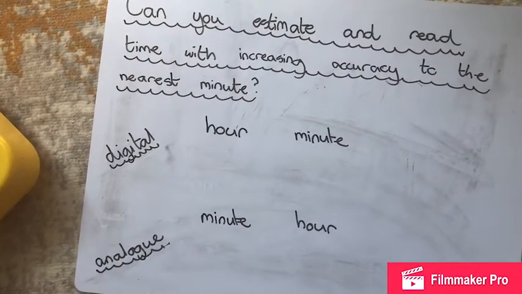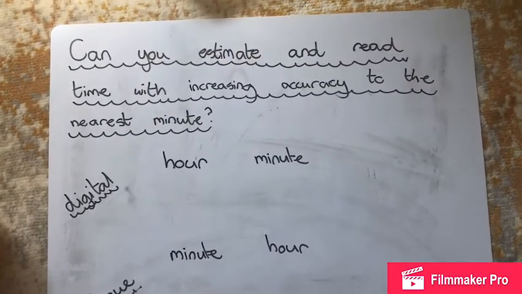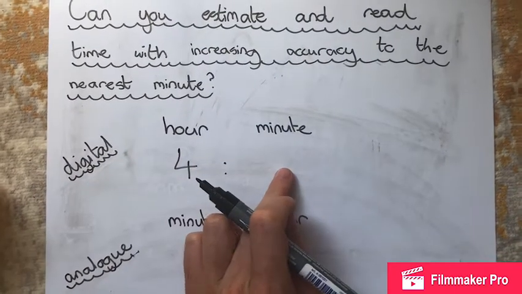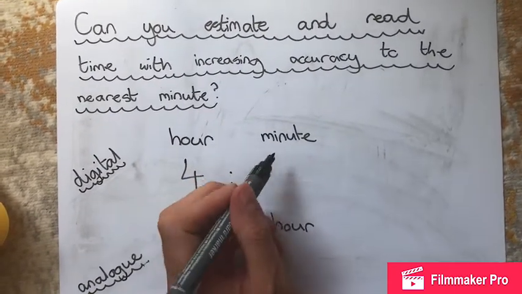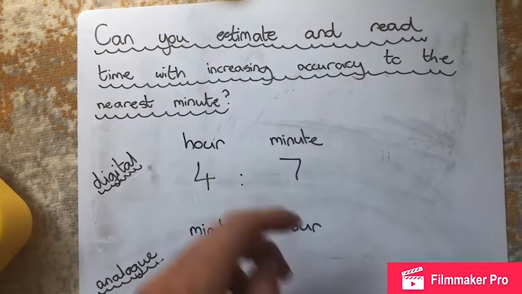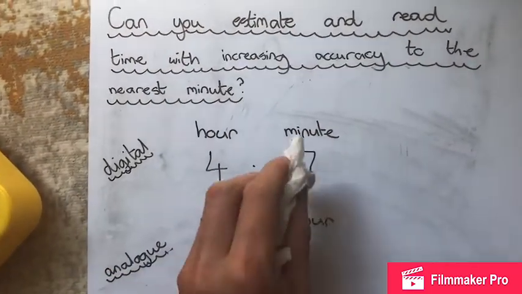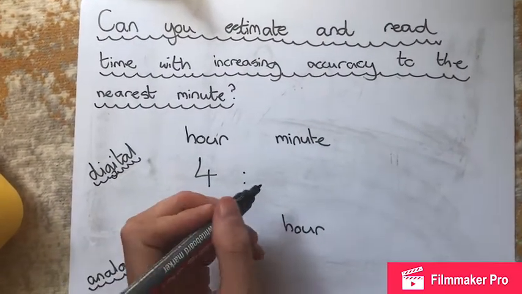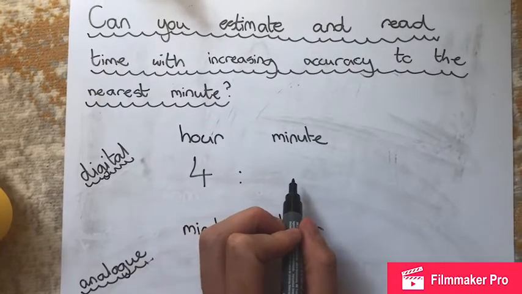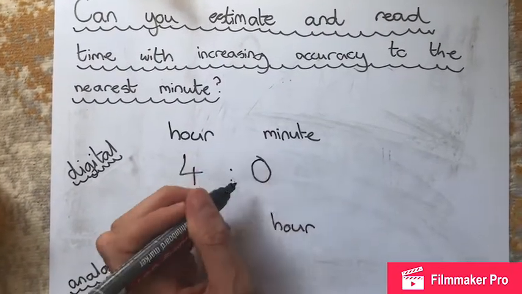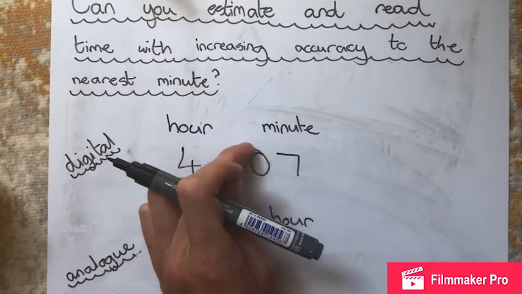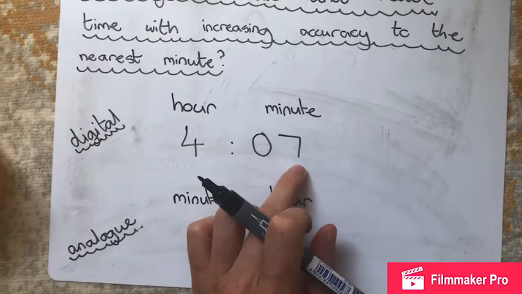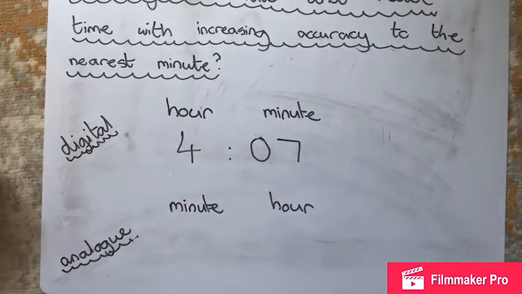So if we were writing it as digital, we know that our hour is 4 and our minute was 7. But I'm not just going to write 7 on its own because that wouldn't make sense. We need to make sure that we've got 2 digits in there because it goes all the way up to 60 and there's 2 digits in 60. So we're going to use 0, 7. Yeah, because that shows us we've got no tens almost and 7 units, 7 minutes.